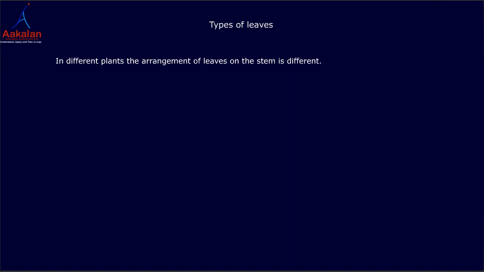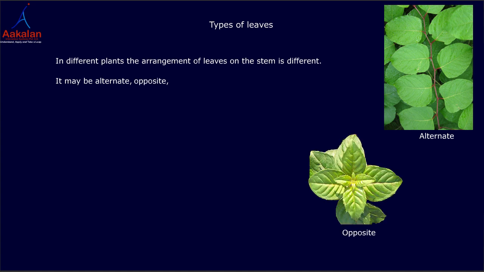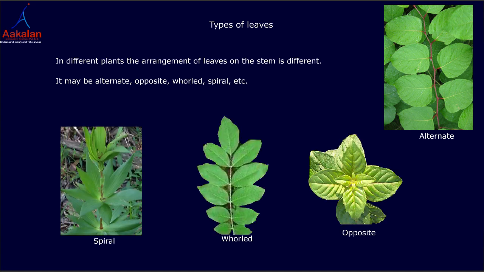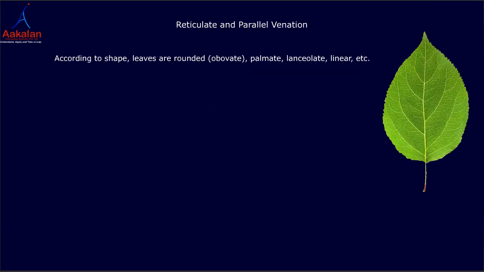In different plants, the arrangement of leaves on the stem is different. It may be alternate, opposite, whorled, spiral, etc. According to shape, leaves are rounded, obovate, palmate, lanceolate, linear, etc.